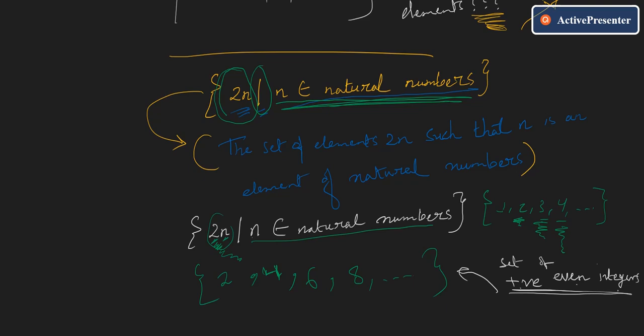Of course, you know the difference between even and odd. Even numbers are 2, 4, 6, 8, 10, 12, and odd numbers are 1, 3, 5, 7, 9, and so on.